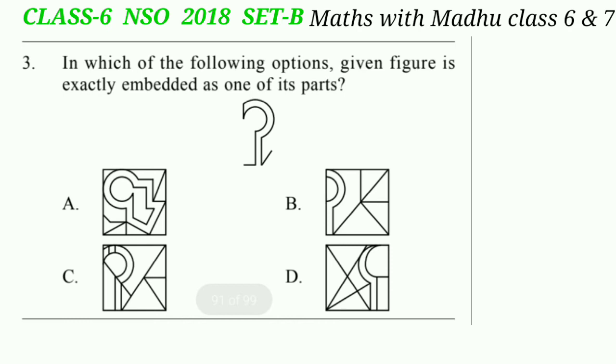Now question number 3. In which of the following options is the given figure exactly embedded as one of its parts? Look at the figures carefully. Option C will be exactly embedded as one of its parts. So the answer will be option C.